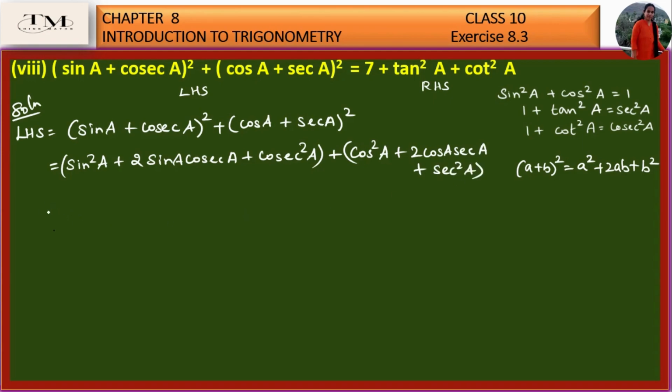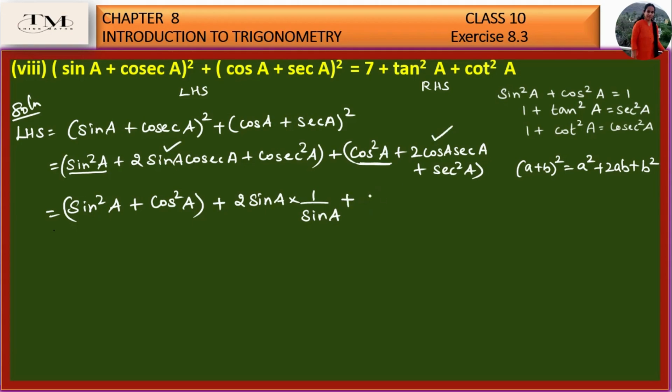Okay, children. Now keep this sin square A as such, and club sin square A and cos square A. So sin square A plus cos square A. Now these two terms are over. Now take this one. It is 2 sin A. What is cosecant A? Cosecant A is nothing but 1 by sin A. Now take this term. It is 2 cos A. Secant A is nothing but 1 by cos A.